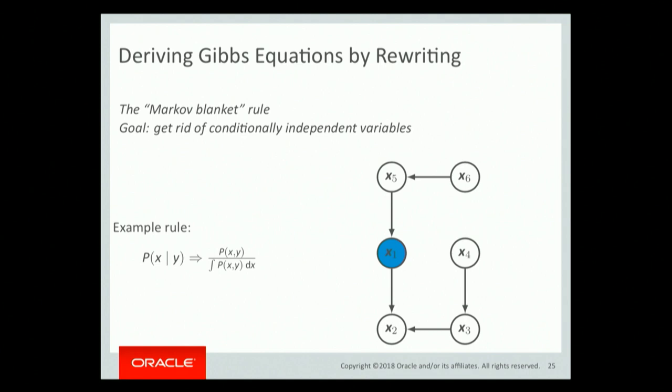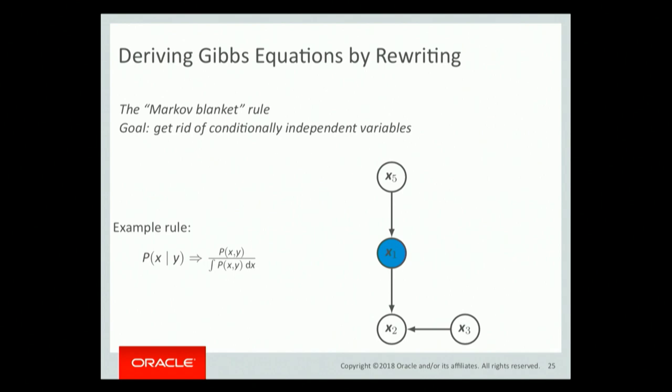So we don't actually have a graph, right? It's a symbolic representation, but the graph is convenient to convey information. If I had six random variables and I want to condition on x1 given all the others, this rule is just going to say, well, I don't actually care in this case about x6 and x4.